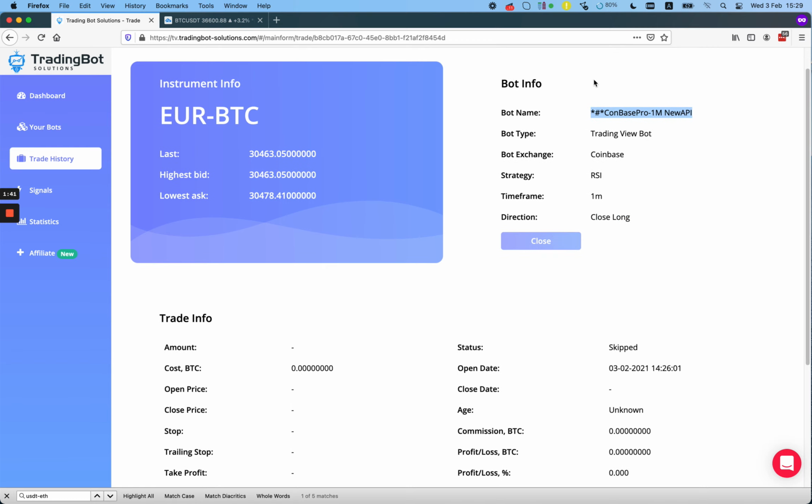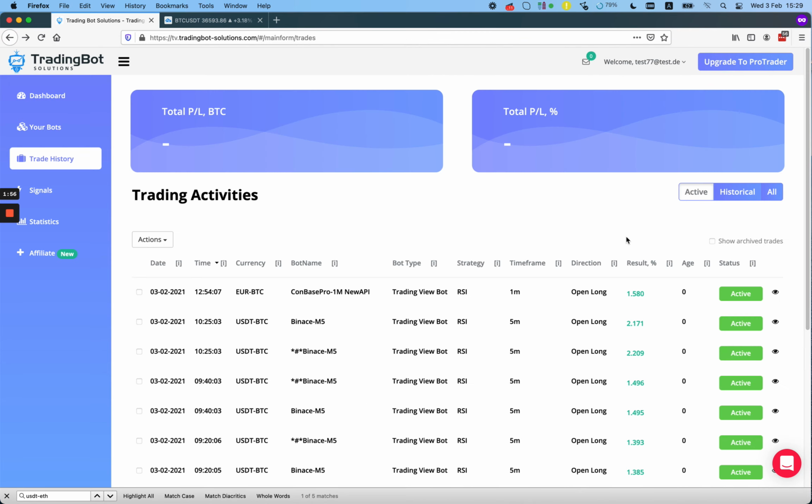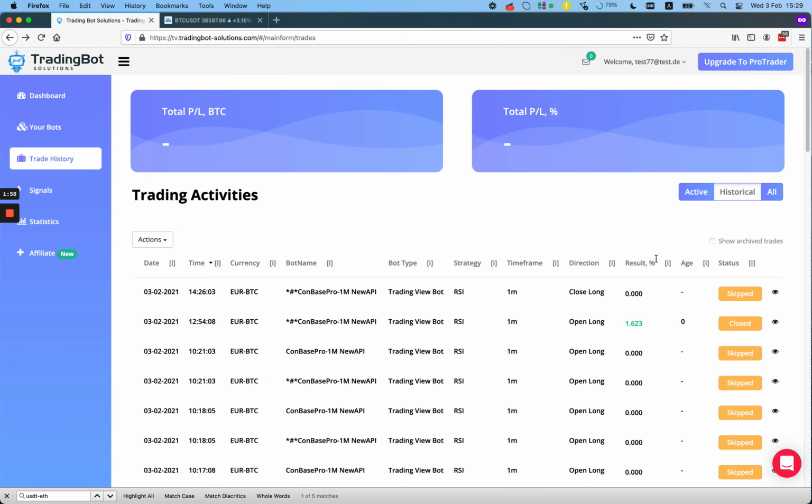You also see all the data that you need to know in here. You see the cost of Bitcoin. You see everything basically here. You don't have actual numbers here because this was not executed, the trade, so if you wonder. So if I go back again to the historic trade, I will also show you a closed trade.